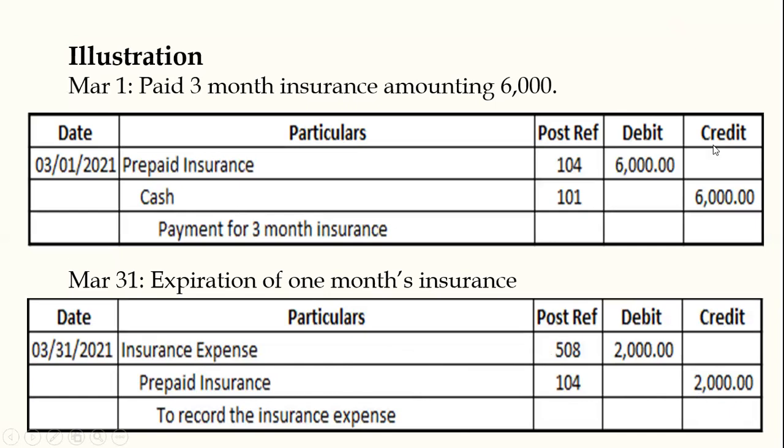So it means, this 6,000 prepaid insurance at the beginning of March 1 ay hindi na 6,000, kasi mayroon kang record na credit at the end of the month, which is March 31, na 2,000. So 6,000 minus 2,000. So the balance na lamang ni prepaid insurance once we post it at the general ledger is 4,000. I hope that is clear.